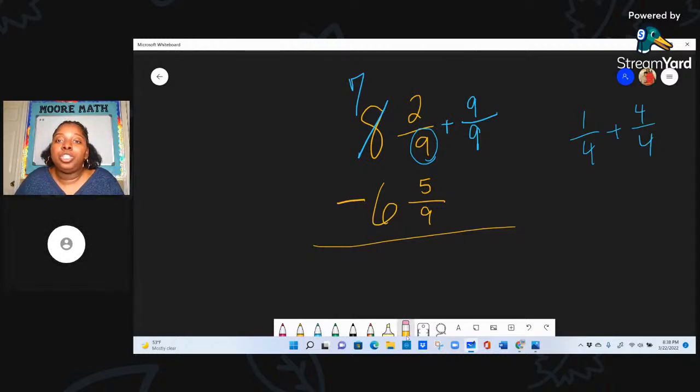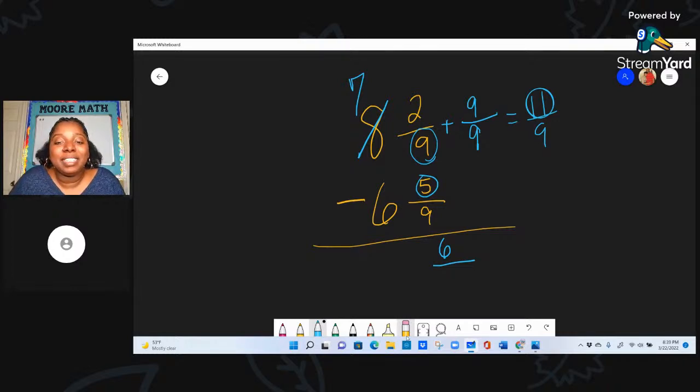Okay, so what's 2 plus 9? It's 11. Okay, and 11 minus 5? 6. Good. So now our fraction is big enough. And what's our denominator? 9. Good. And 7 minus 6? 1. Okay. Well, just 1 is good. All right. So tell me where you got stuck. What was the hardest part for you?